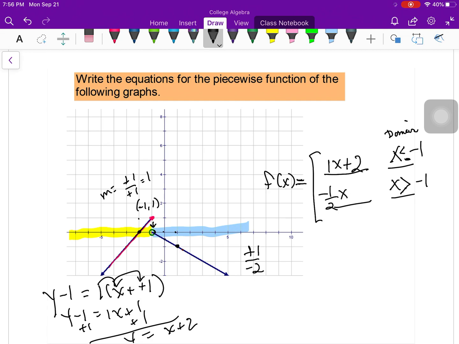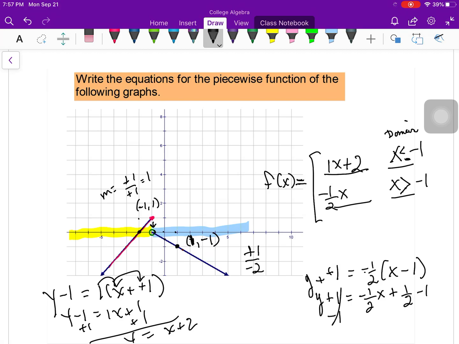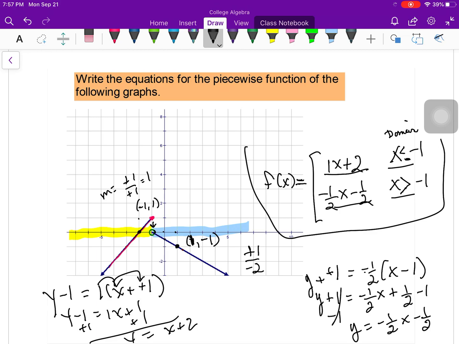I can't tell exactly where that crosses the y-axis, so again, I'm going to use one of my points. I'm going to use this point, 1, -1. Y minus my y-coordinate equals slope times x minus my x-coordinate. This becomes y plus 1 equals -1/2 x. Negative, negative makes positive, 1/2. Subtract 1. I get y equals -1/2 x minus 1/2. And I have my piecewise.